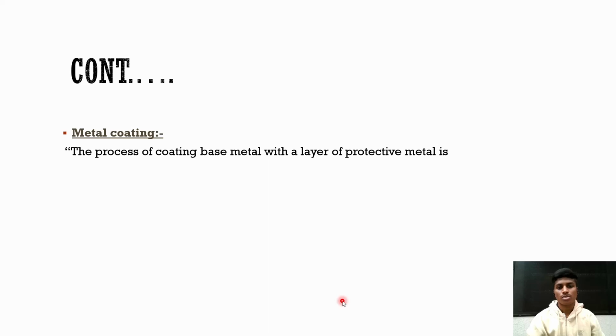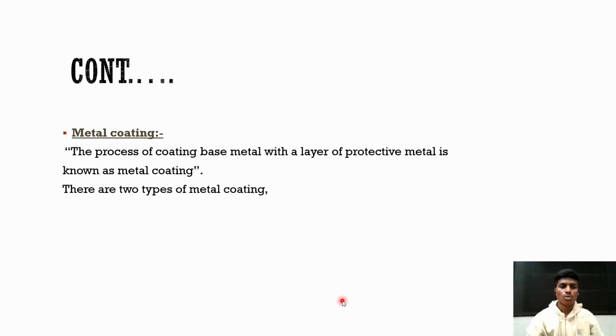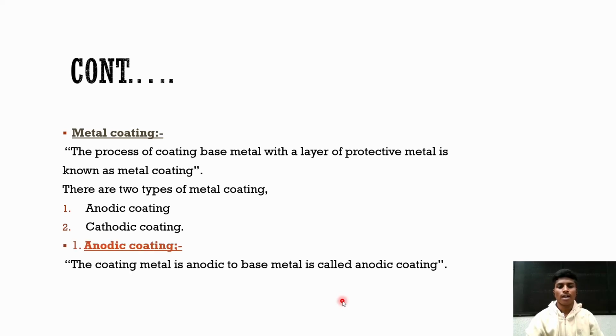Metal coating is a process of coating a base metal with a layer of protective metal. There are two types of metal coating: first is anodic coating and second is cathodic coating. Anodic coating is a coating of a metal that is anodic to the base metal. The best example is galvanization.